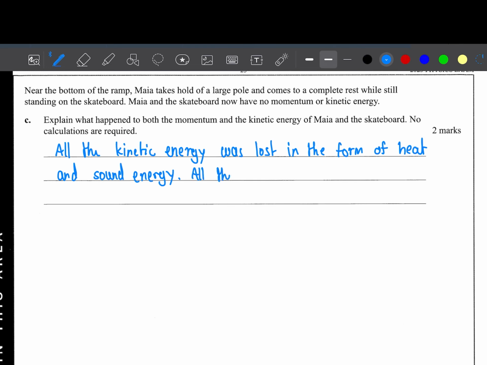All the momentum was transferred to the large pole.